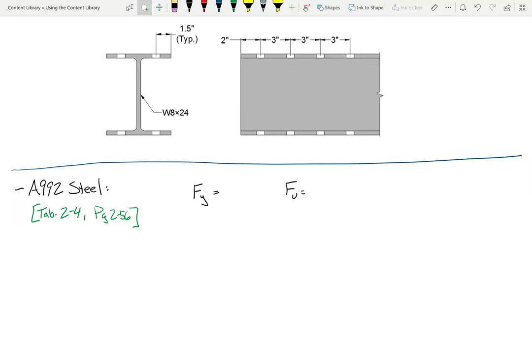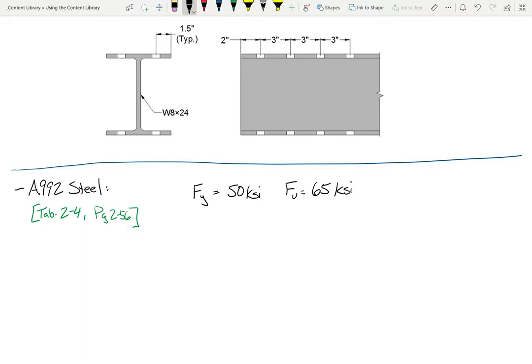Okay. So for grade A992 steel, is anybody able to tell me what is the yield stress? 65 ksi? Is that the yield stress? The tensile stress. Yeah. 50 to 65? Yeah, it's a range. So whenever there's a range, what do we do? Lowest. And what's the lowest? 50. And what is the ultimate tensile stress? Okay, boom. So we're going to need those values for this problem.